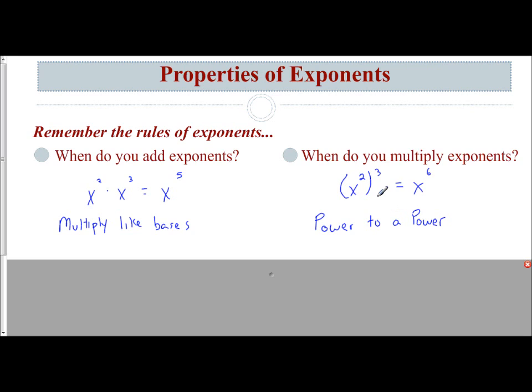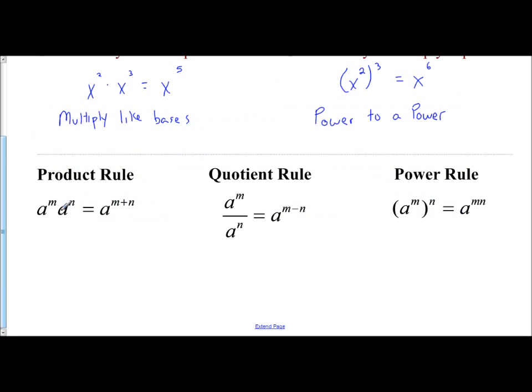And so what we need to get from this video is the idea of remembering all of our properties of exponents, which the ones that we have are our product rule, our quotient rule, and our power rule. The product rule says that if you are multiplying like bases, you add the exponents. The quotient rule says that if you're dividing like bases, you subtract the exponents. And the power rule states if you're taking the power of a power, you multiply the exponents. And so these are our properties of exponents that we're going to use to simplify our expressions.